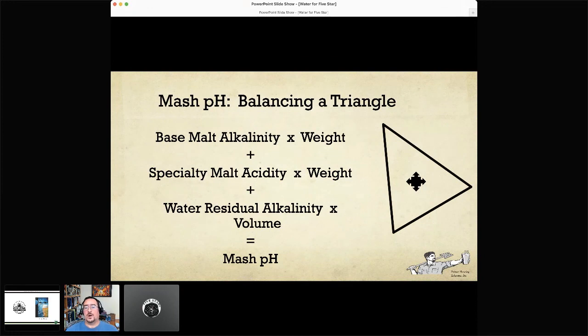So in terms of arriving at your mash pH, think about balancing a triangle. You have the base malt alkalinity times its weight, specialty malt acidity times its weight, and the residual alkalinity of the water times its volume. These three factors combined come together to arrive at the mash pH. All right? It's a good concept to understand when you're planning your recipes and planning your water additions.